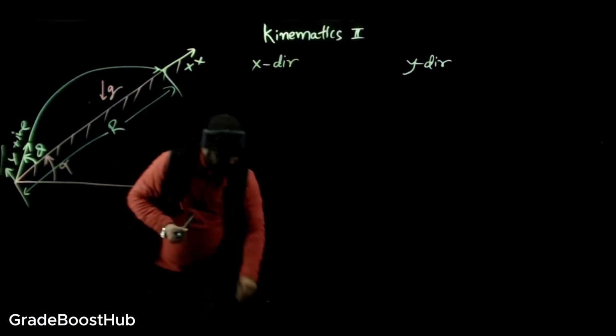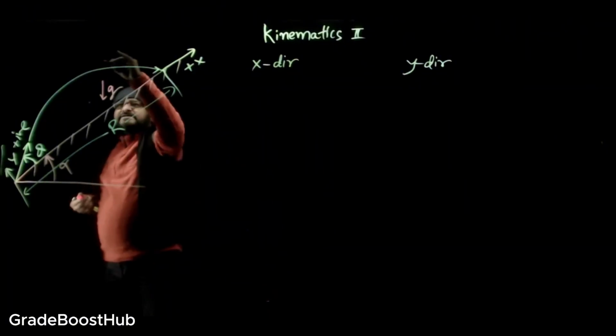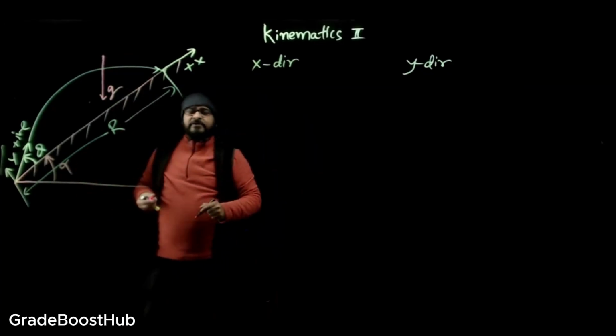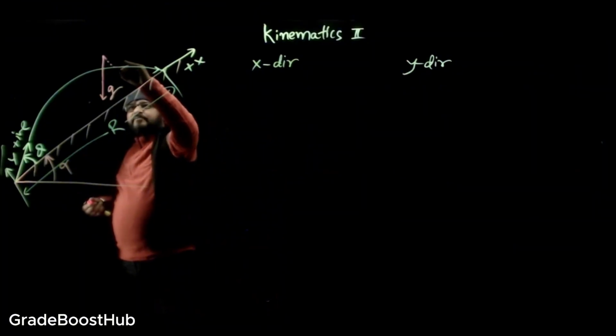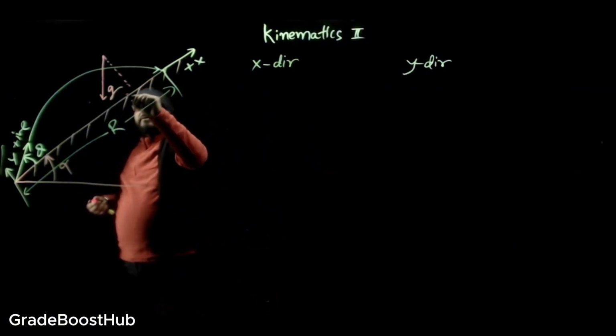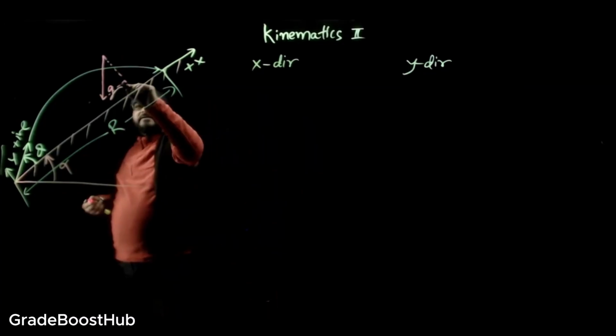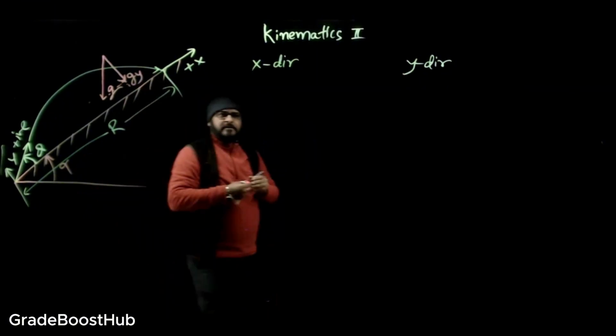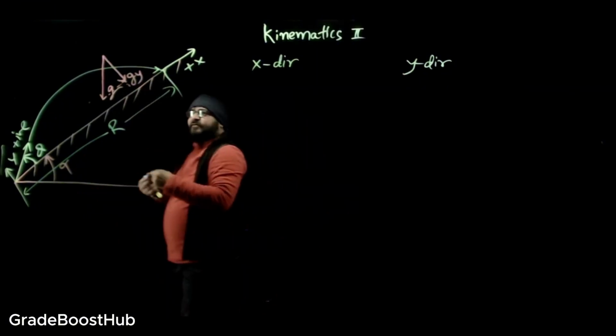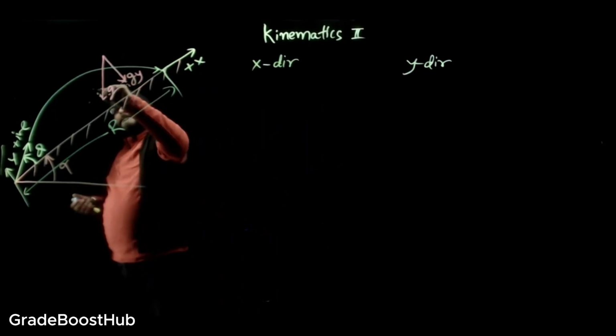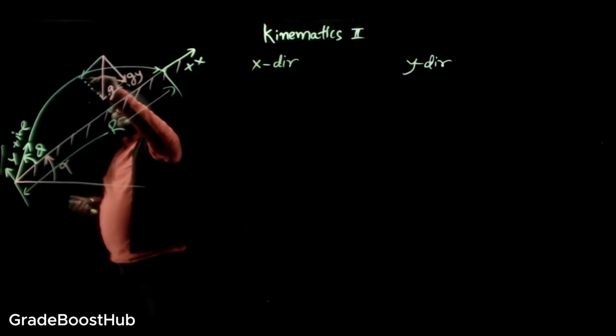So I have to make some changes in acceleration. You can see my acceleration due to gravity is down, but I will take a component that is perpendicular to the plane. So this will be my gy, okay? And this will be my gx.